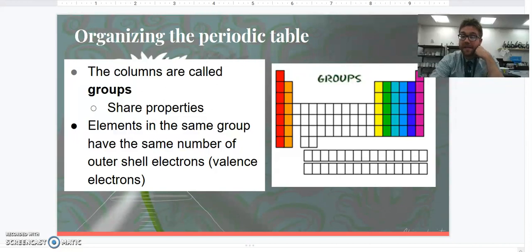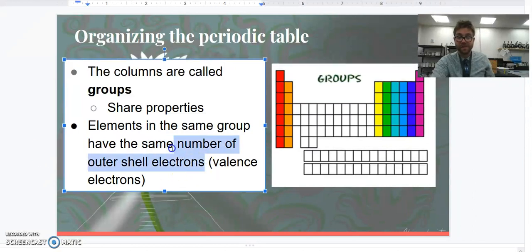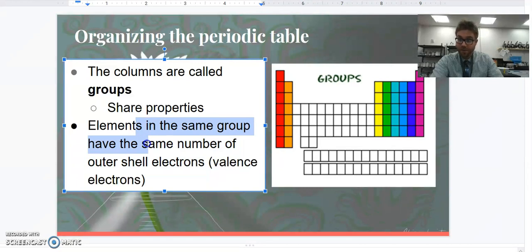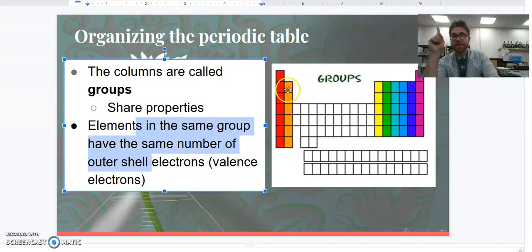All right, 2 more things we need to know. Our periodic table can also be organized into groups and periods. Groups go up and down. They're columns. Groups share properties, but more importantly, they have the same number of valence electrons. Valence electrons are the electrons on the outside shell. The group number is equal to the number of valence electrons. So, in group 1, you have 1 valence electron. In group 2, you have 2 valence electrons.